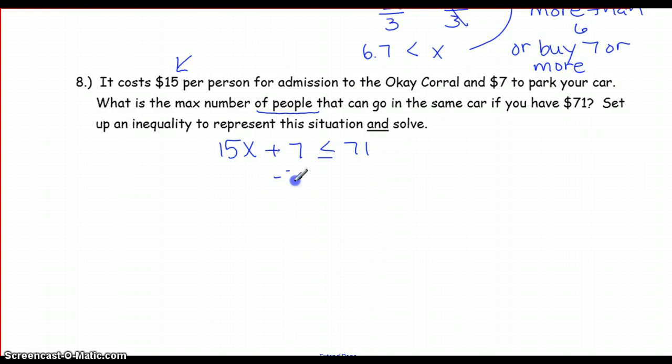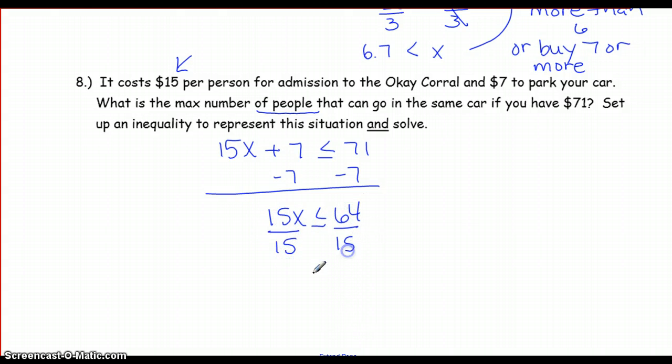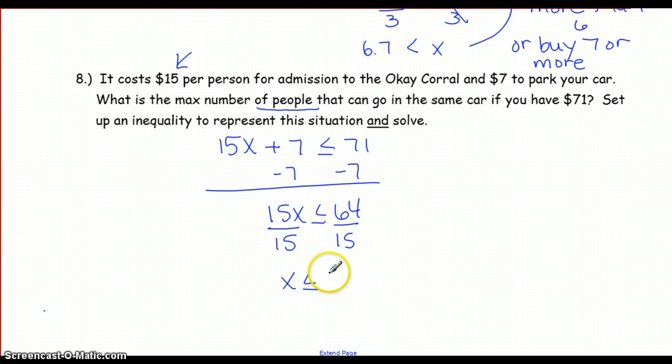Now we can solve it. Subtract 7 from both sides. 15x is less than or equal to 64. Divide both sides by 15. And x is less than or equal to about 4 and change. So it's asking what's the maximum number of people we can bring. The max is 4 people.